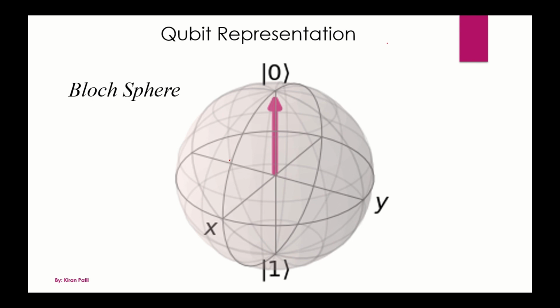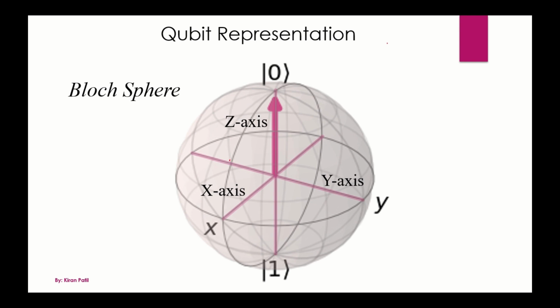So let us discuss this Bloch sphere in depth. Firstly, we will see what a Bloch sphere is. On the screen you can see the graphical representation of the Bloch sphere. In this graphical representation you can see that Ket 0 is represented on the z-axis, this is the x-axis, then this is the y-axis, and Ket 1 is represented on the negative of the z-axis. So this is a complete representation of a Bloch sphere.